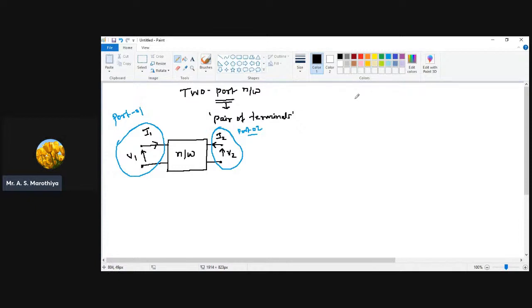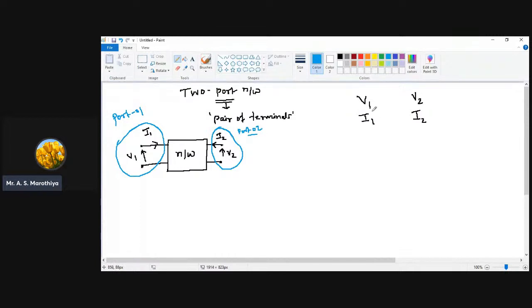Now, what is the meaning of this? See here. Suppose we consider the port 1 parameters like V1 and I1, and in the same way, the port 2 operating parameters like V2 and I2. Depending upon which two parameters out of these four we identify as independent, and we then define the remaining two parameters in terms of those independent parameters, we have a total of six possible combinations, or six possible sets, of two-port networks.